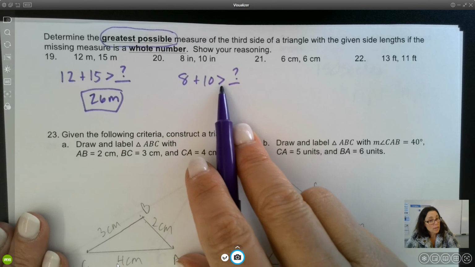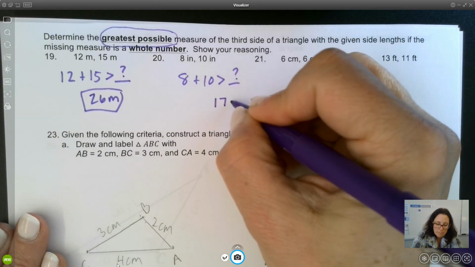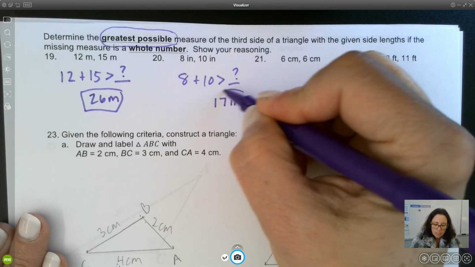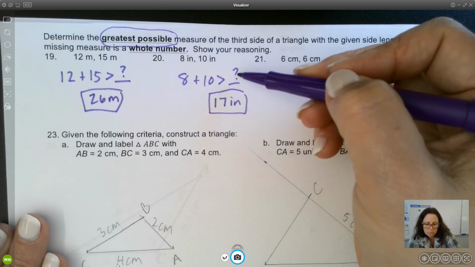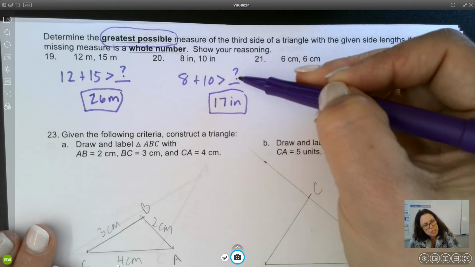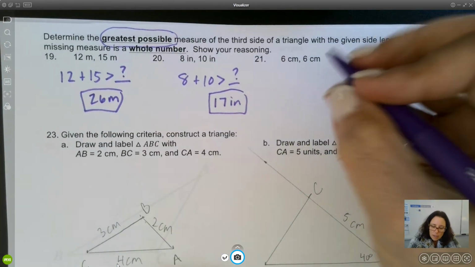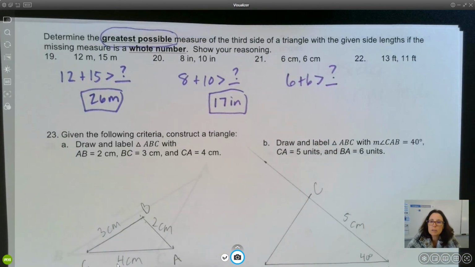18 is greater than 17. It's greater than a lot of numbers. It's greater than 2, it's greater than 5. Okay, but the biggest number we could put in there is 17. We couldn't put 20 in here. 18 is not bigger than 20. 17 is the biggest.